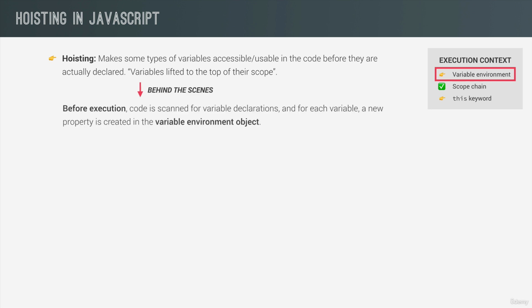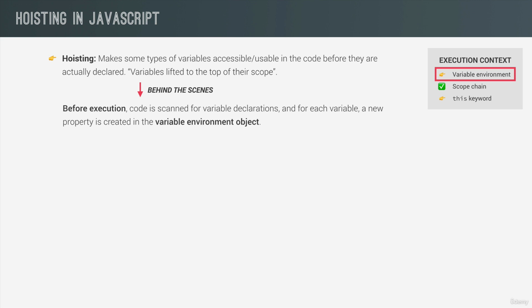Instead, behind the scenes, the code is basically scanned for variable declarations before it is executed. So this happens during the so-called creation phase of the execution context that we talked about before. Then, for each variable that is found in the code, a new property is created in the variable environment object. And that's how hoisting really works.